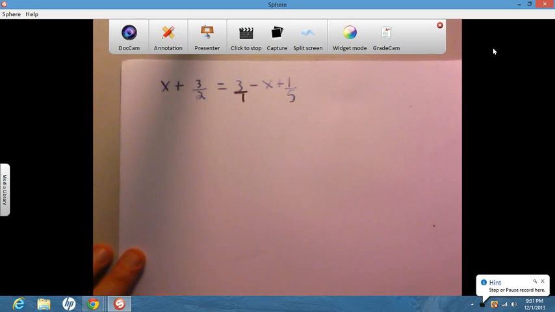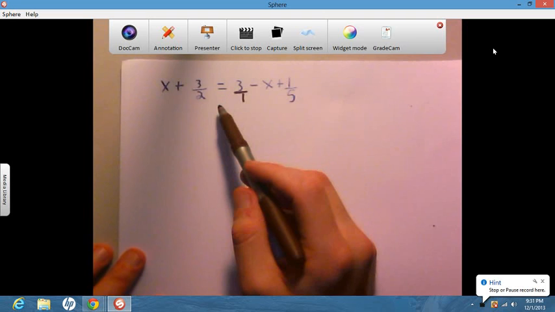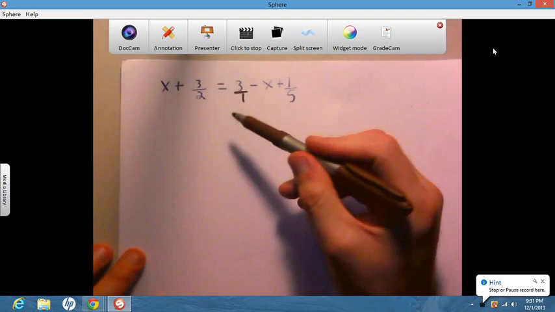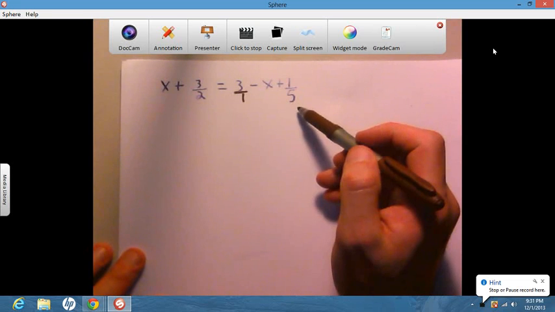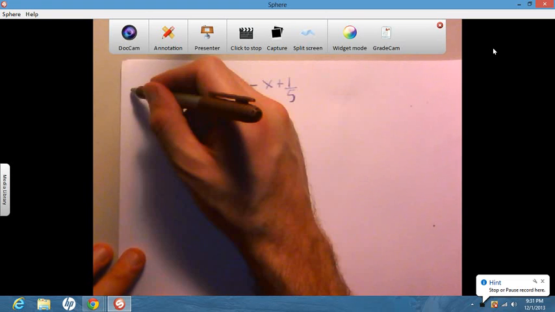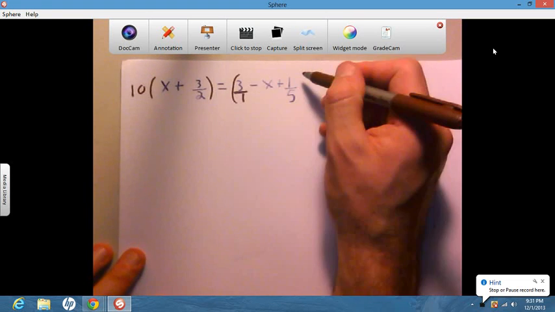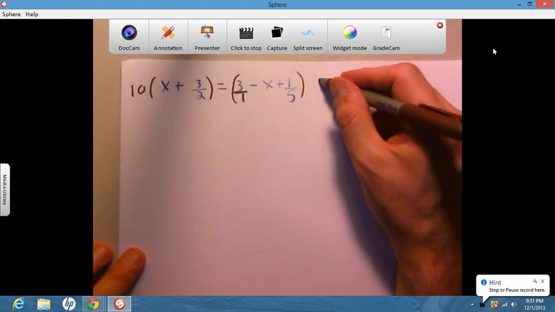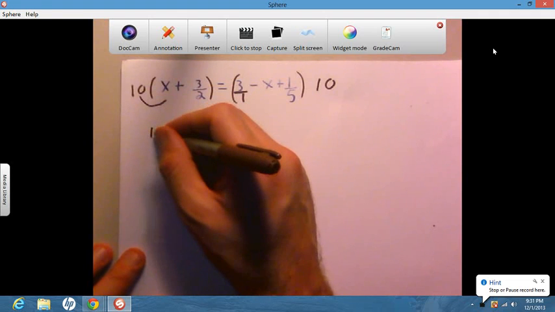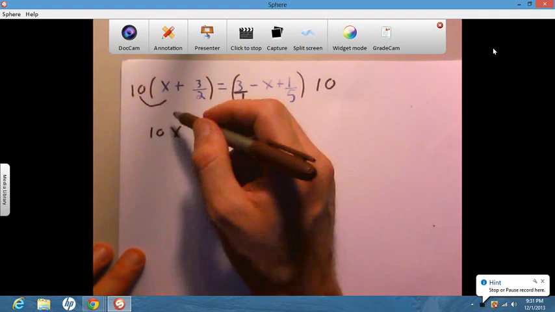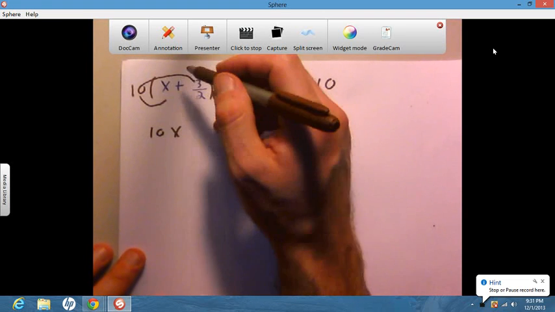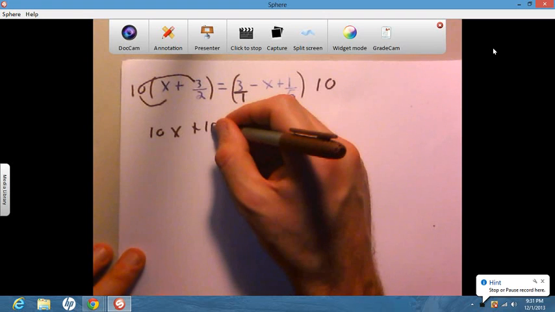So what are my denominators for this problem? Well, they're 2, 1, and 5. So the smallest number that's divisible by 2, 1, and 5 is 10. So I'm going to multiply both sides of the equation by 10. And we're going to have 10 times x is 10x. And we're going to do 10 times 3 halves.